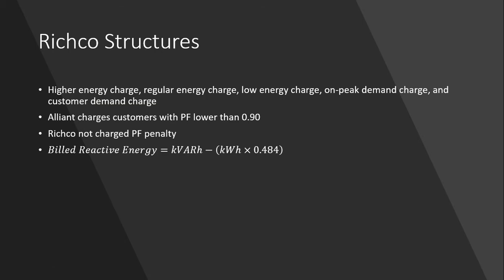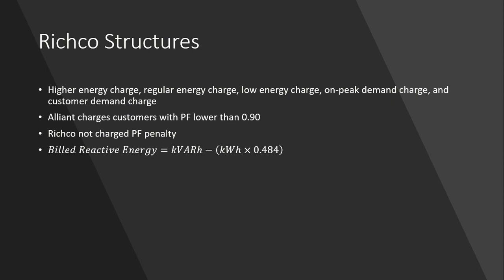Richco Structures was the other company that sent a real electric bill. They were charged by 5 different main charges. The first charge was the high energy charge, which is the energy used at night and at weekends. This is like peak times when people are home and most energy is used, so companies charge a little more during these times. And these times for Alliant Energy was 5 p.m. to 9 p.m. during weekdays, and then during the day on weekends.